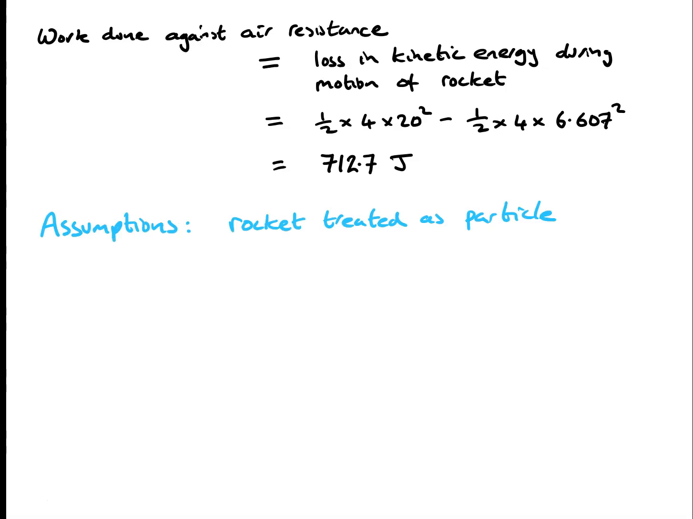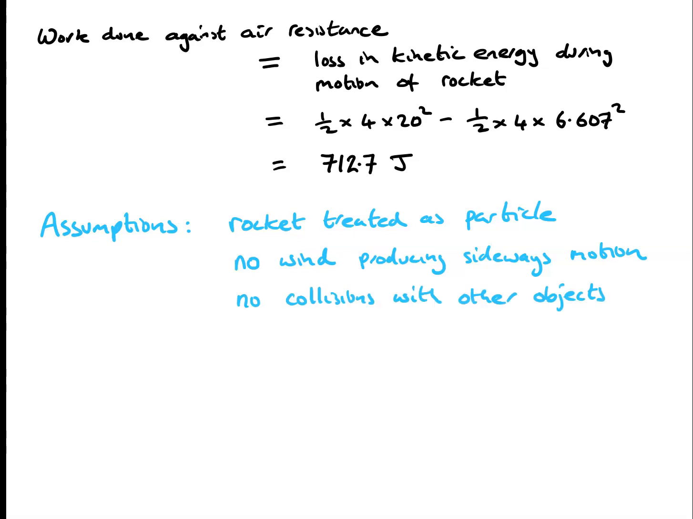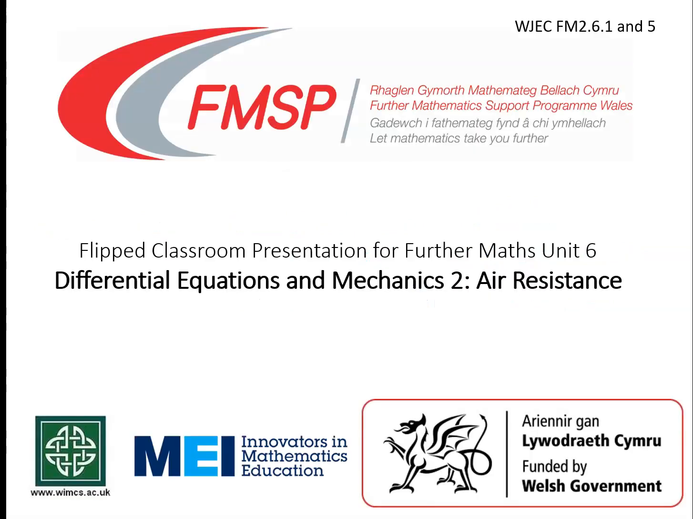The assumptions that we've made in answering this question: we've certainly treated the rocket as a particle, and we've assumed that there's no wind producing any sideways motion, so that the motion of the rocket is purely vertical. And there's been no collisions with any birds or anything else flying around during the course of the rocket's motion. So that ends our look at the use of differential equations to model air resistance.